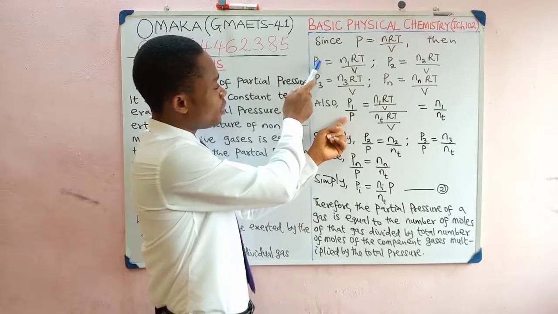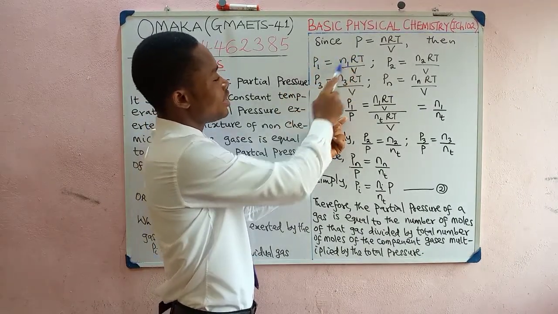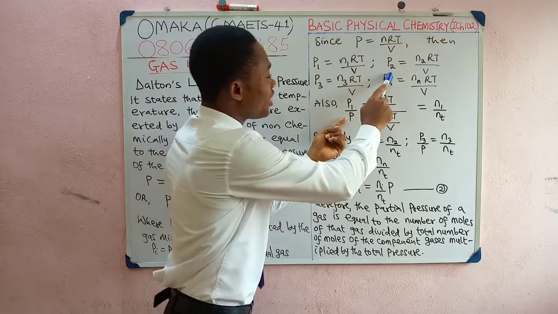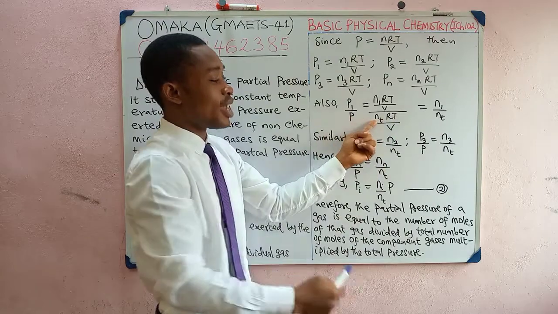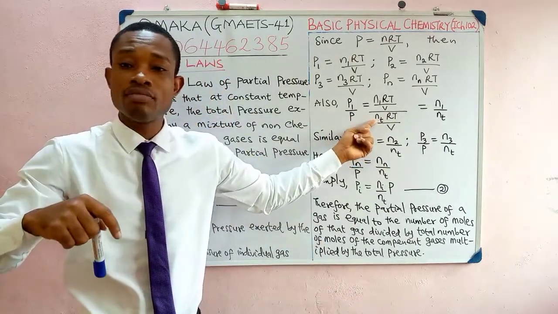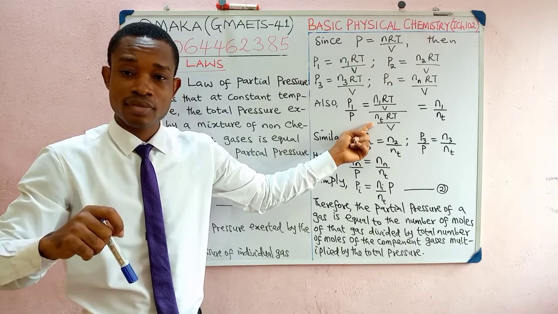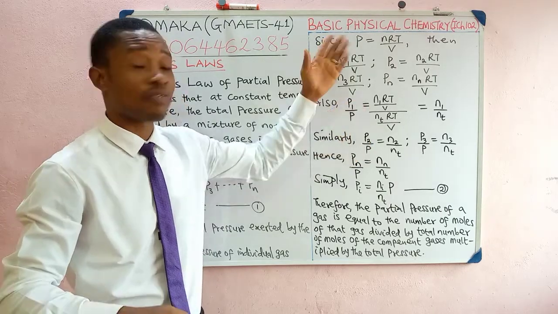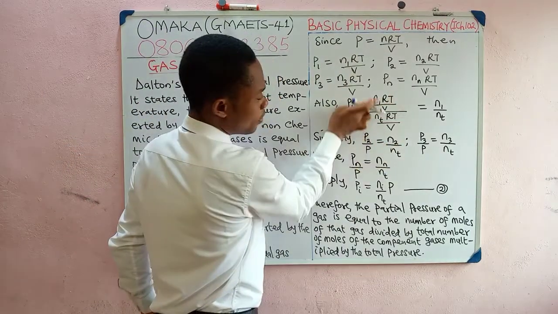I'll come here and divide P1 over total pressure, which means I'll have n1RT over V divided by nTRT over V, where nT represents the total number of moles. That is, when you add all the number of moles of the gases. Remember, we are writing pressure in terms of nRT over V. Is that okay? Now, that being the case, please watch this part carefully.